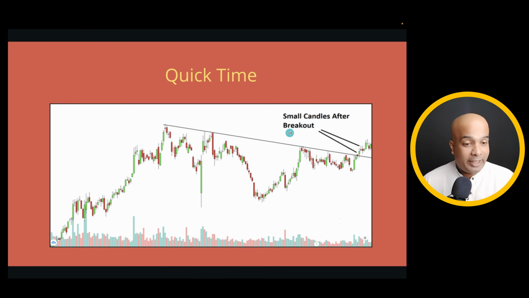See, quick time, which is also related to the big breakout candle, but I'll explain this concept clearly. See, there is a resistance trend line.